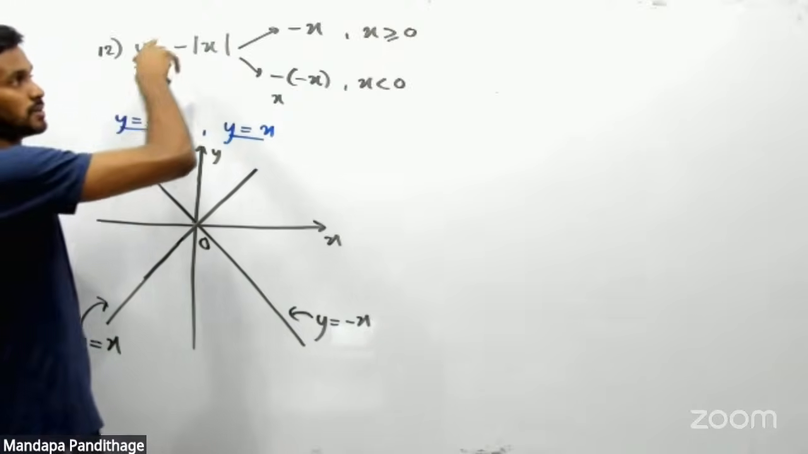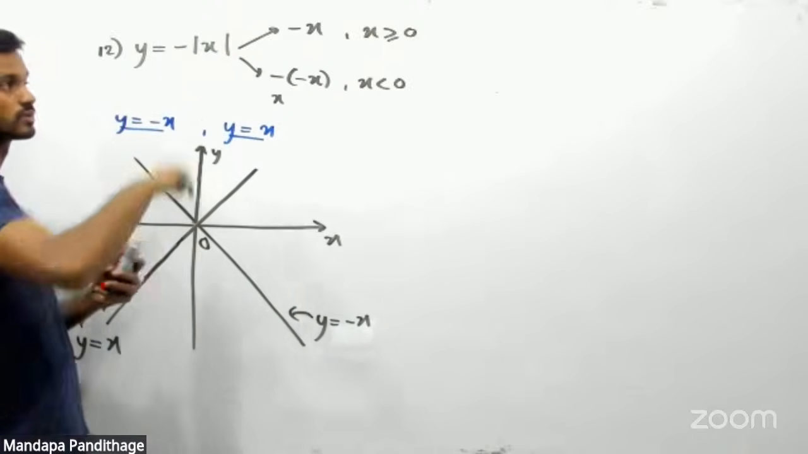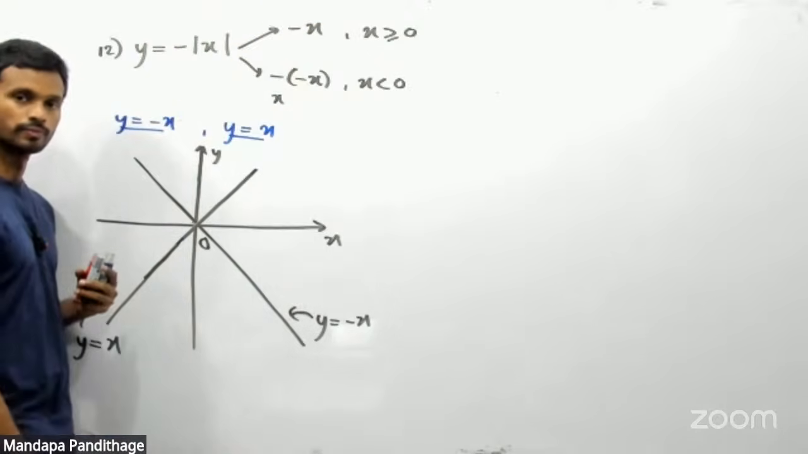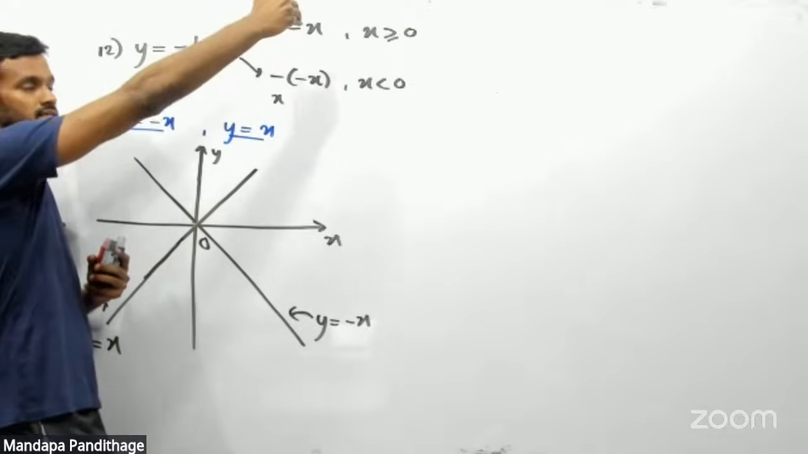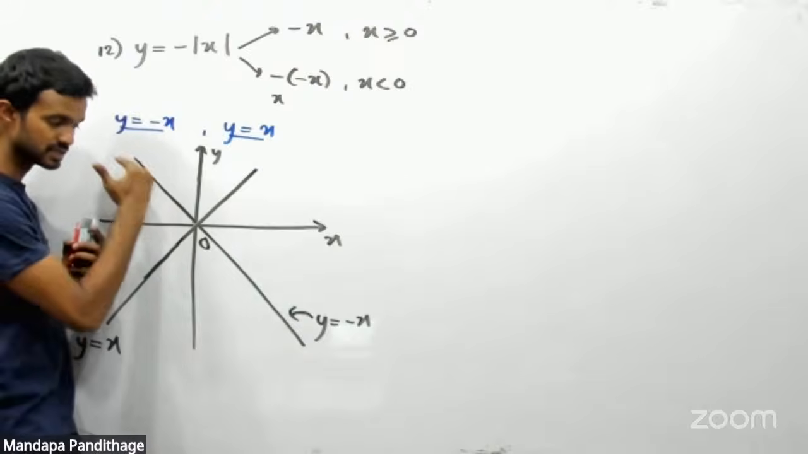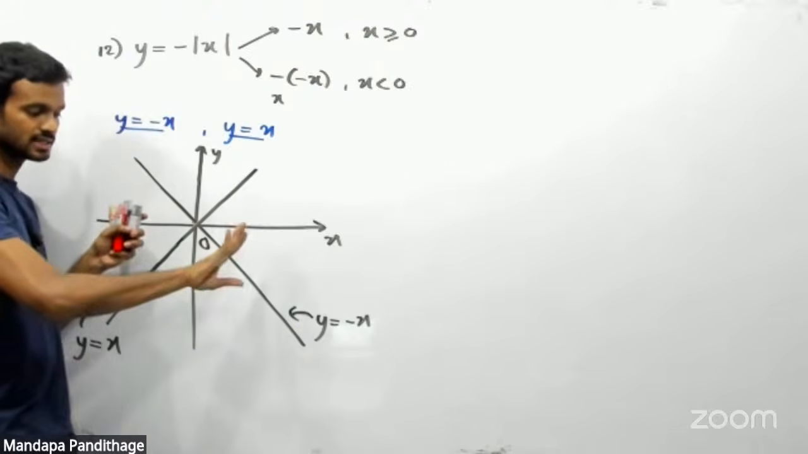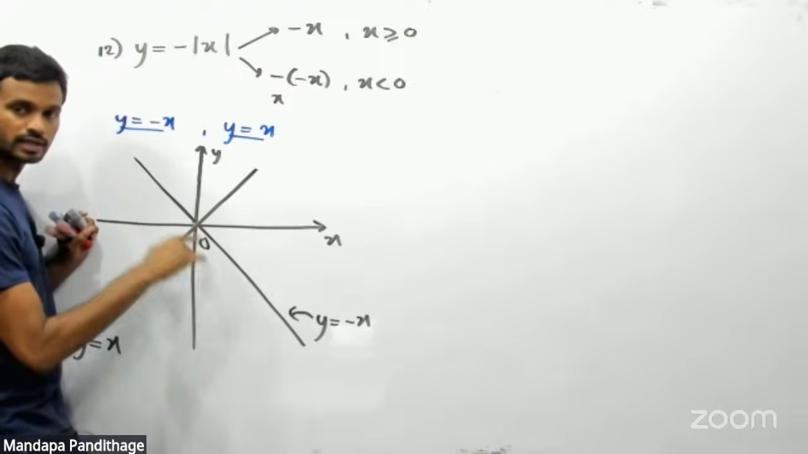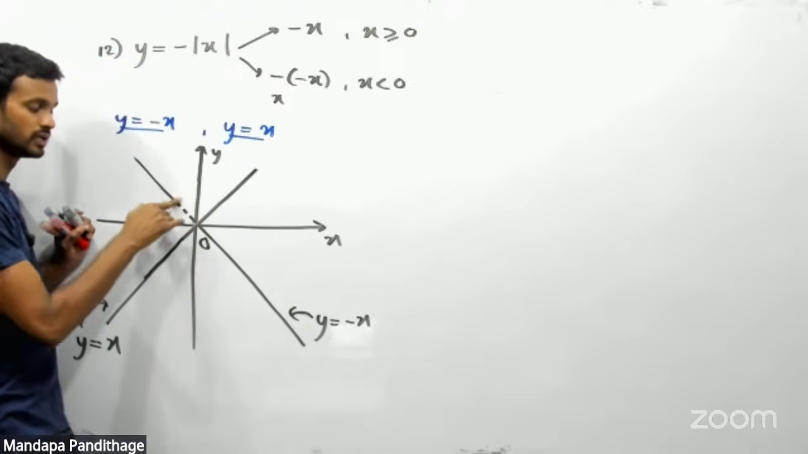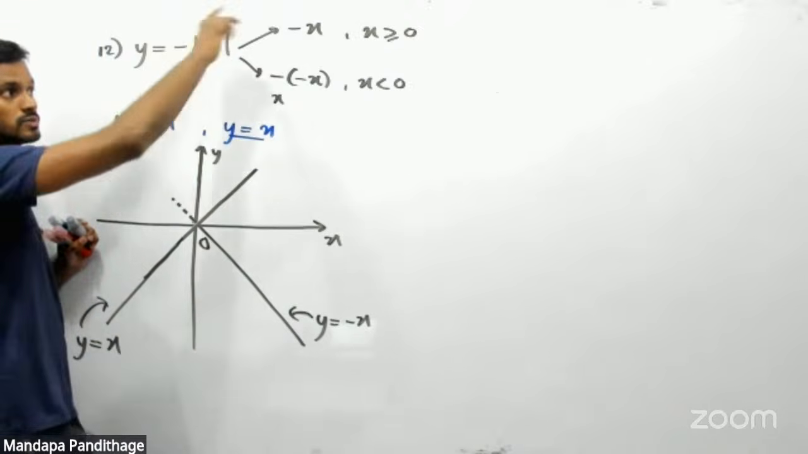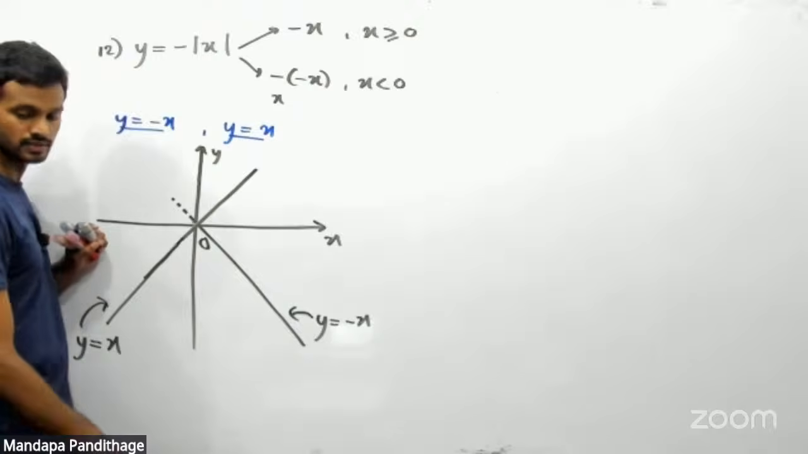So here, look at this. We have y equals minus x, which is valid only when x is greater than 0, which means this line is only valid when x is greater than 0. So only this part is valid, and this part is not valid. So here you have to take out this part, not this one, because this is valid only when x is greater than 0.